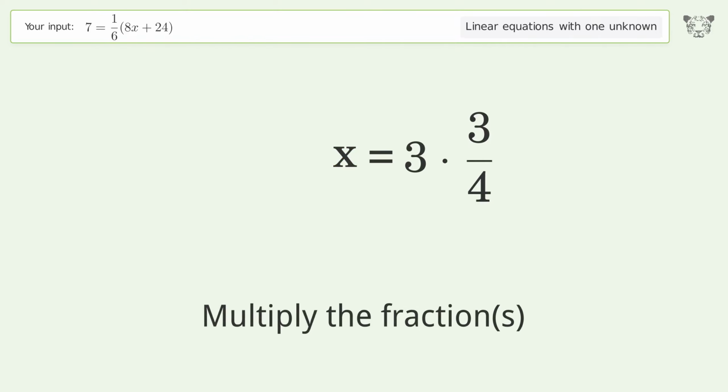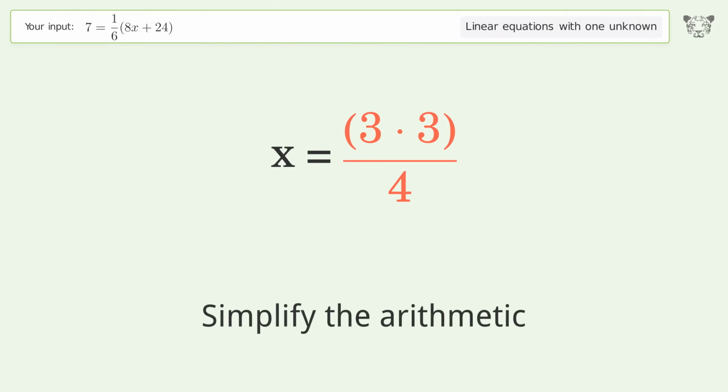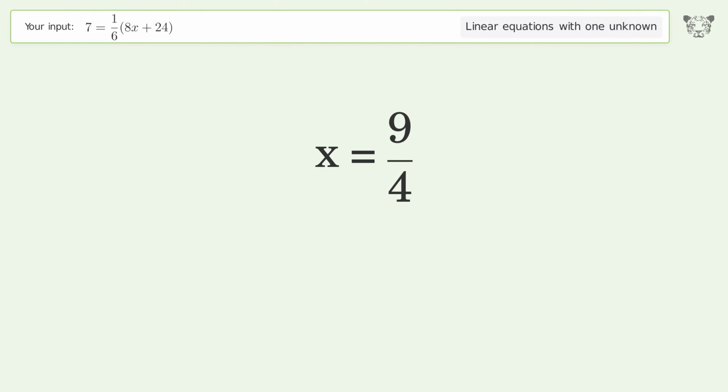Multiply the fractions. Simplify the arithmetic. And so the final result is x equals 9/4.